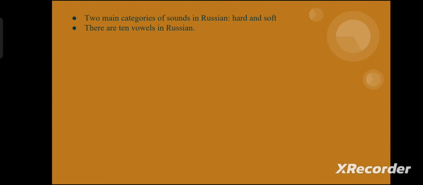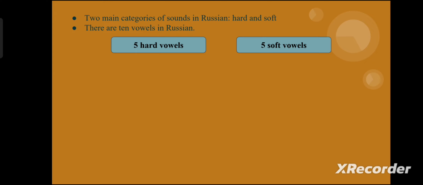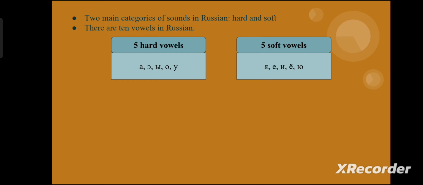Now let's learn two main categories of sounds in Russian language. In Russian language we have hard sounds and soft sounds. And there are 10 vowels in Russian language. 5 of them are hard vowels and 5 of them are soft vowels. What are the hard vowels? A, E, I, O, U. These are the hard vowels, and Ya, Ye, I, Yo, U. These are soft vowels.